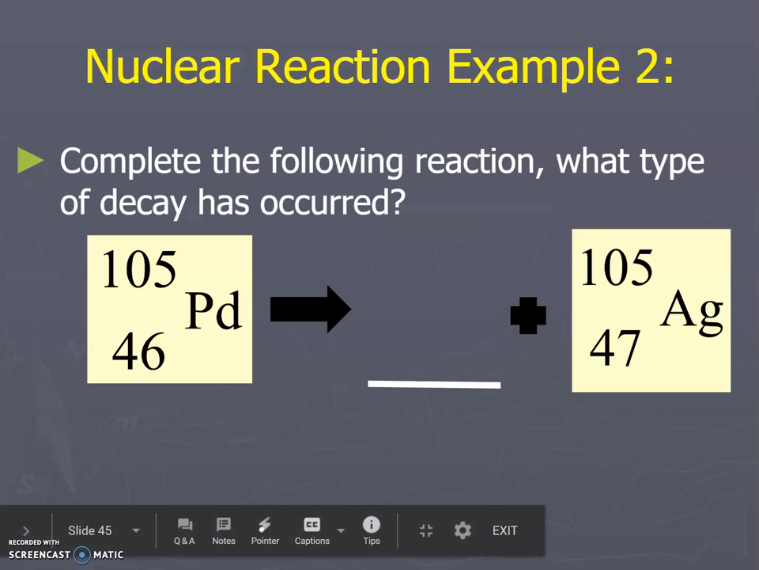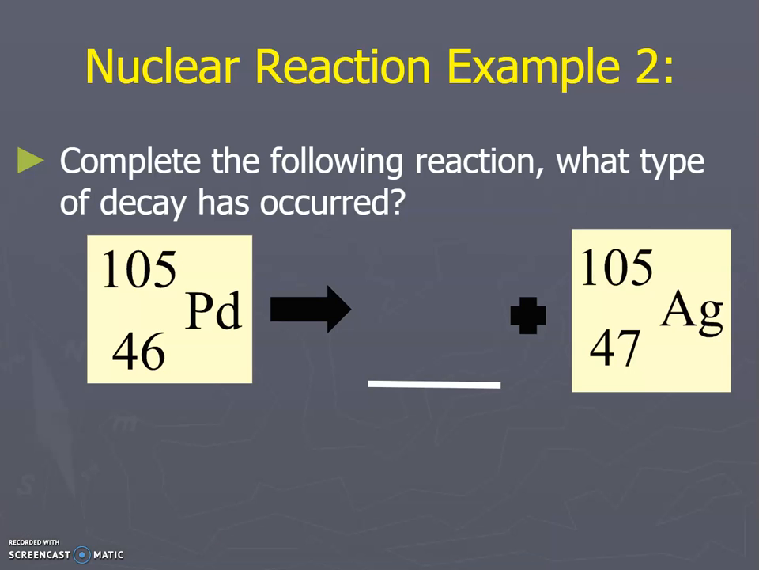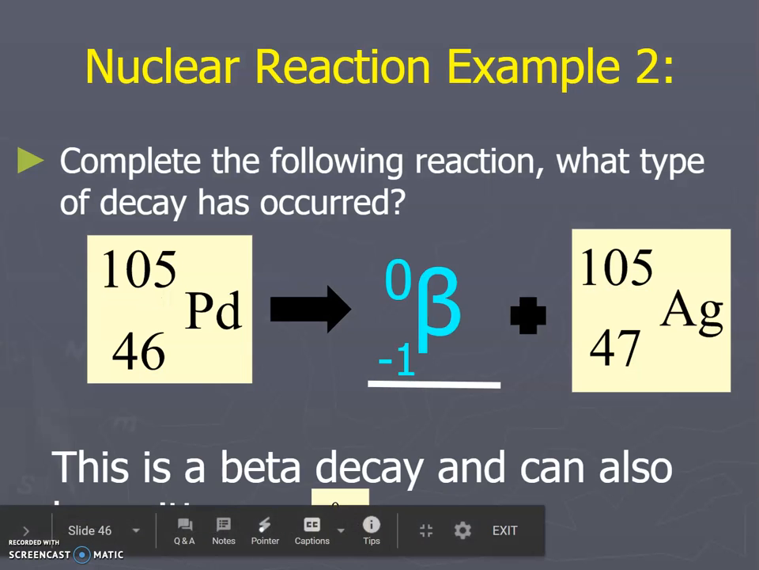All right, another example. Okay, complete the following reaction. What type of decay has occurred? All right, follow the numbers. 105 equals what plus 105? 0. 46 equals what plus 47? Well, that's a -1. What's that -1 particle called? That is a beta. Okay, so this is going to break up into a beta decay and your silver atoms. And that's what we have over here.